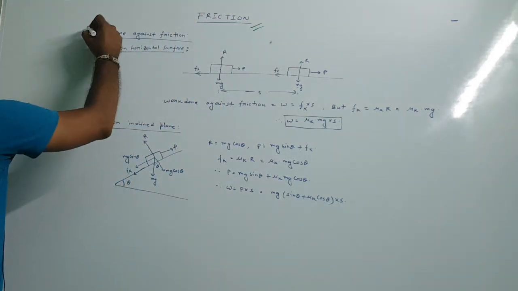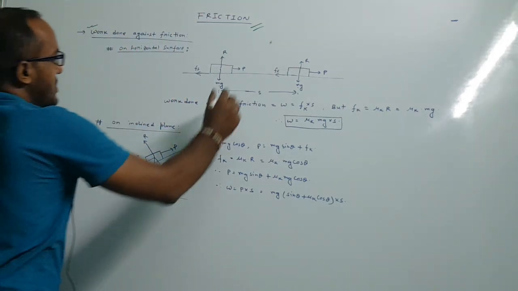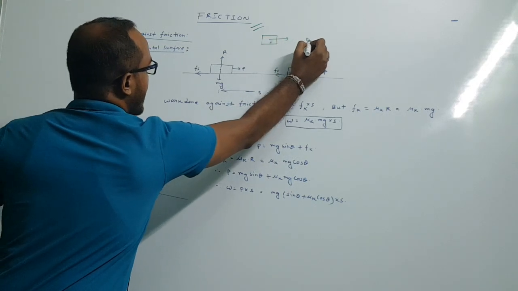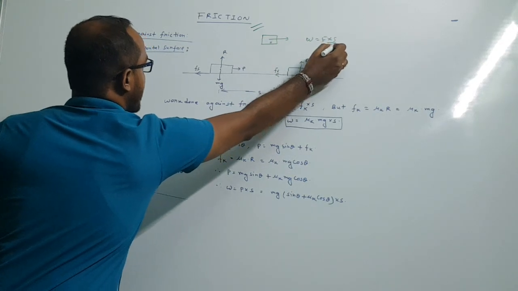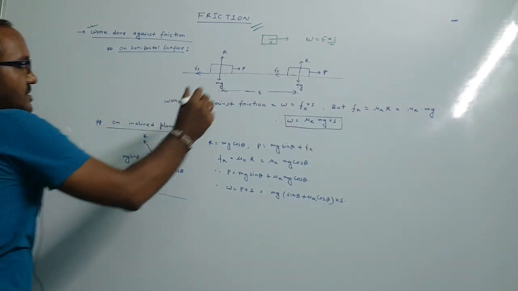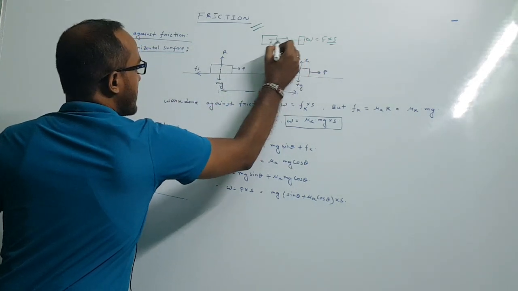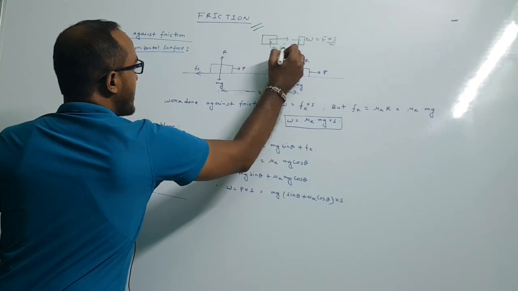Today's topic is work done against friction. So we know that work done is force multiplied by the distance covered in the linear direction. Always remember the distance should be in linear form.